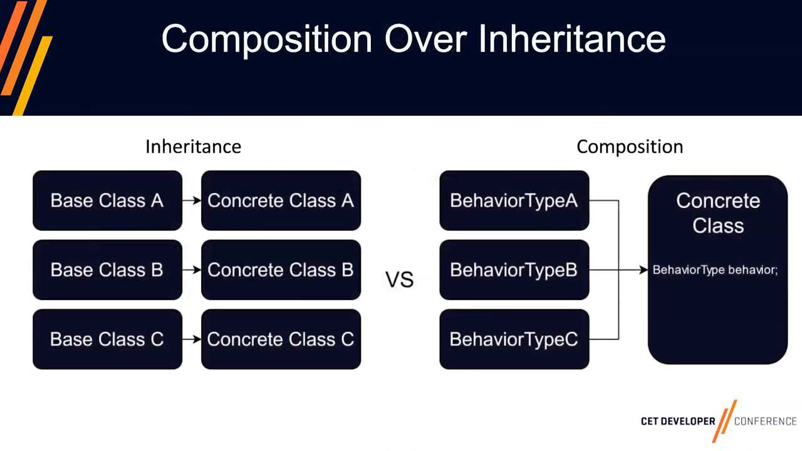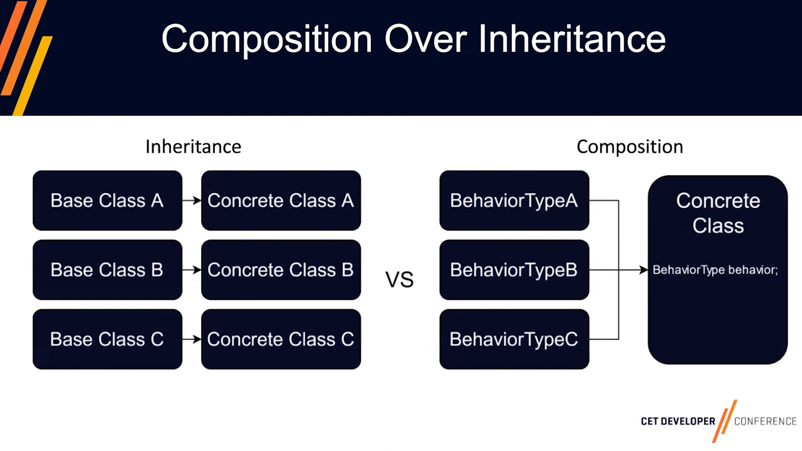Well, from there, we'd be moving on to the composition over inheritance pattern. That name is a bit of a mouthful, so let's break it down word by word. Starting at the word inheritance, generally in object-oriented programming, a concrete class or a leaf class gains its functionality either from methods implemented on it or methods implemented on its parent classes. So in this case, concrete class A would gain its functionality from itself and base class A. Concrete class B would gain its functionality from itself and base class B, and so on.